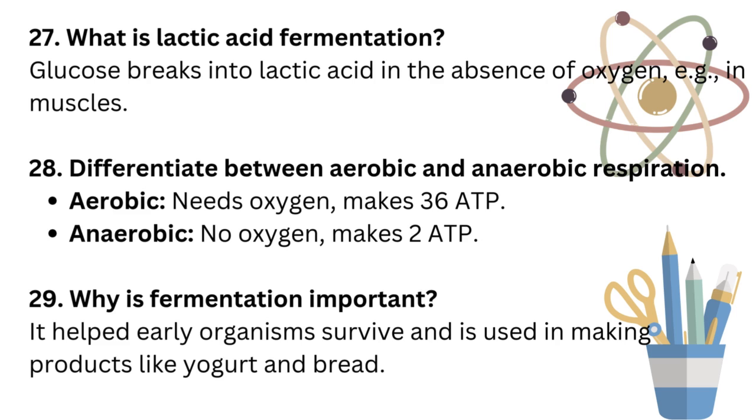Differentiate between aerobic and anaerobic respiration. Aerobic needs oxygen, makes 36 ATP. Anaerobic, no oxygen, makes 2 ATP. Why is fermentation important? It helped early organisms survive and is used in making products like yogurt and bread.